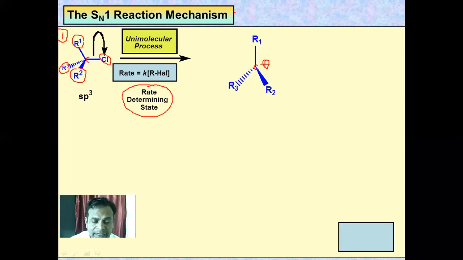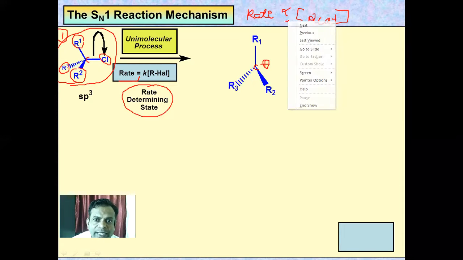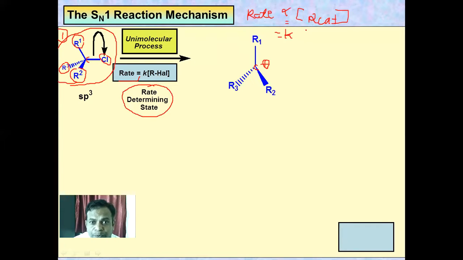So according to chemical kinetics, what is the rate law? The rate of reaction is directly proportional to the concentration of the reactant. Here there is only one reactant. If we remove the proportionality sign, we get rate equals small k, where small k is the rate constant, into the concentration of the alkyl halide, that is, the concentration of the substrate.